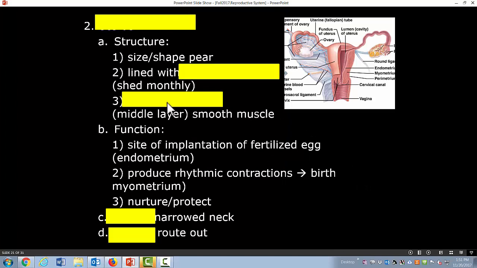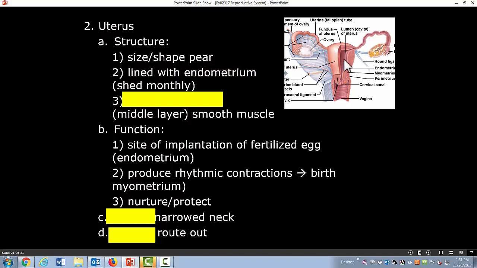So the next structure is the uterus, and the uterus is about the size and shape of a pear. It is composed of several different layers. Lining the lumen of the uterus is the endometrium, and the endometrium is a lining that is shed monthly. The middle layer is the myometrium. Myo means muscle because it's composed of smooth muscle. So there's two layers of the structure of the uterus that we're going to focus on: the endometrium, lining the lumen of the uterus, and the myometrium, which is composed of smooth muscle.